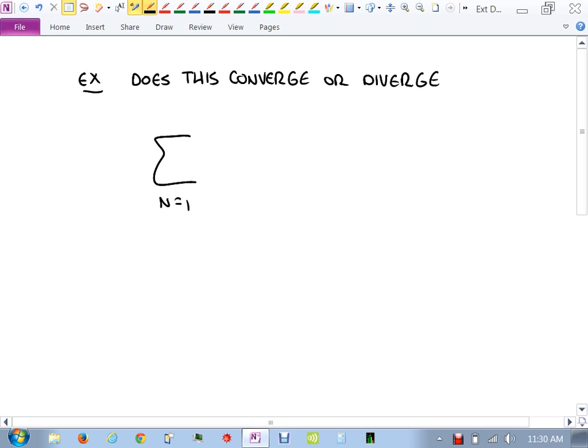So let's do an example. Here we go. The question is, does this converge or diverge? The sum from n equals 1 to infinity of n over n squared plus 4, and that's it.